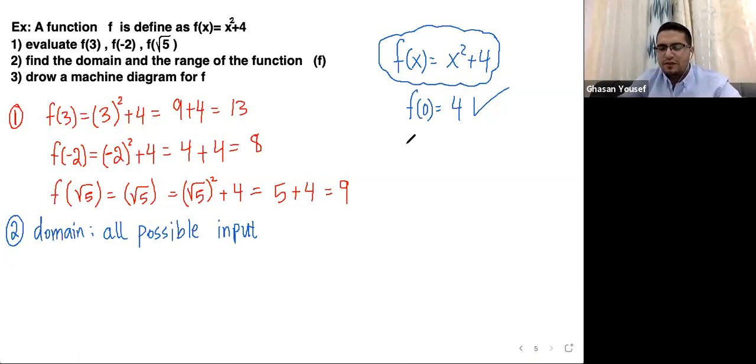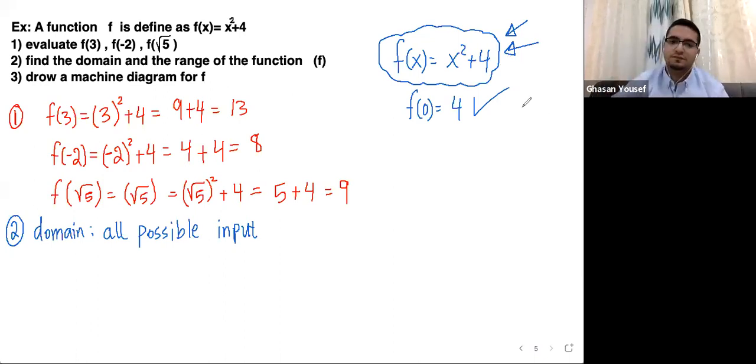What about the negative numbers? Can I plug the negative numbers inside this function? And after I plug the negative numbers, will it be defined? Can I plug negative numbers inside this function, like minus 1, minus 2, minus 3, to minus infinity?